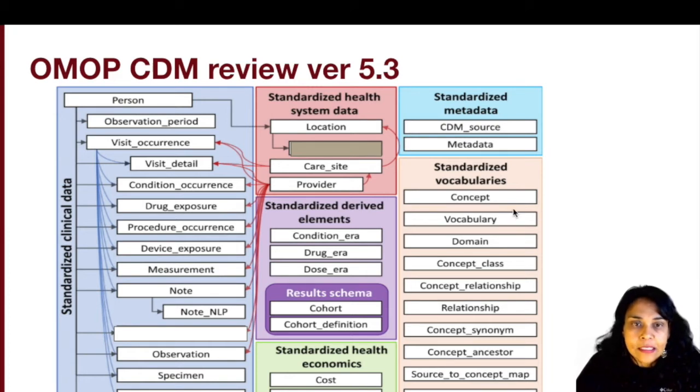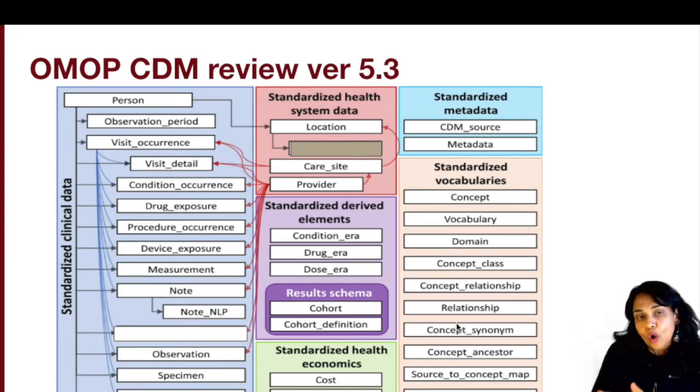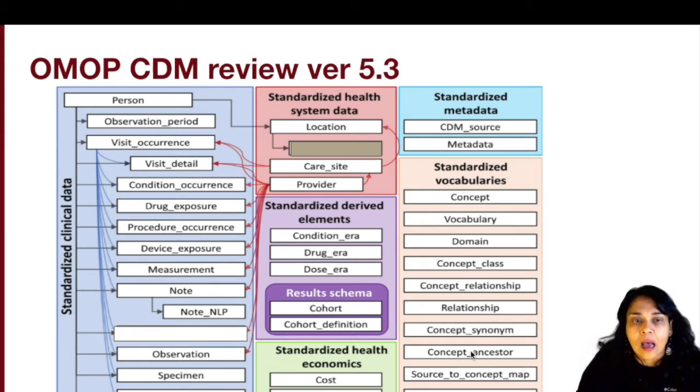The tables in this little orange box are the standardized vocabularies, and I think we've mentioned this before. The vocabularies always go in tandem with the clinical tables. So these are the vocabulary tables that go with the clinical data tables.